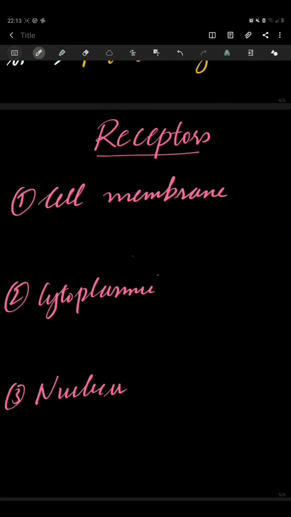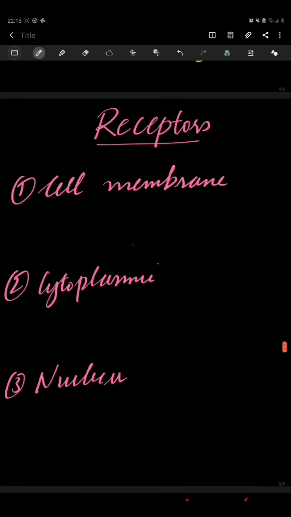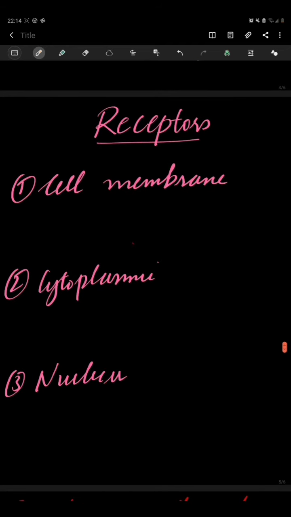Hello, today I am going to be taking a brief lecture on the G-stimulatory pathway. Before going to that, I would like to talk about the hormone receptors. There are three types of hormone receptors.